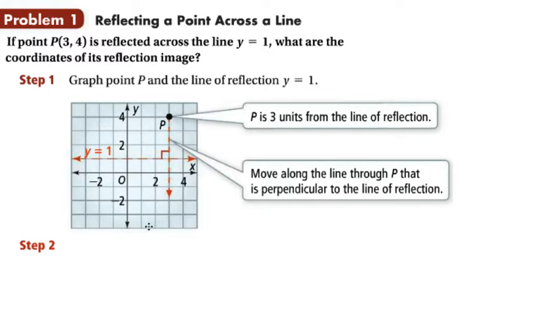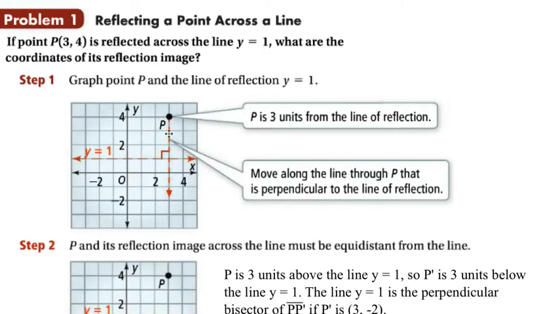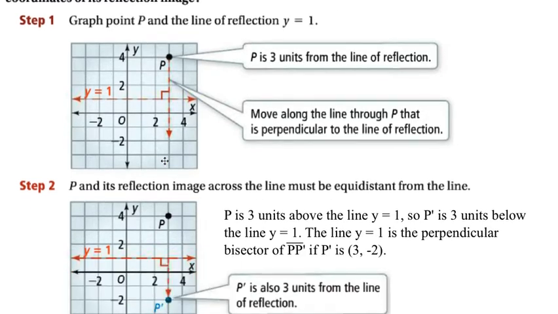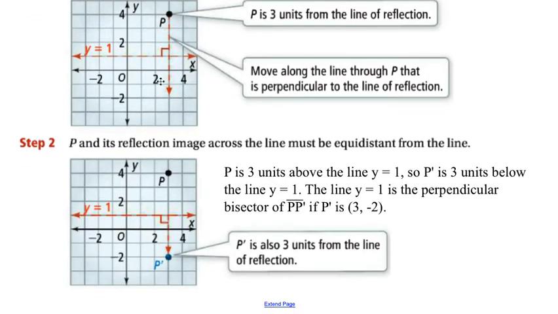Those are things we've talked about earlier this year. So the second thing we want to do is count how far P is from that line and reflect it across the line. Since P is 3 units from the line y = 1, P prime will be the same distance away and on the perpendicular bisector to that line. So we can see that point P prime has coordinates (3, -2).